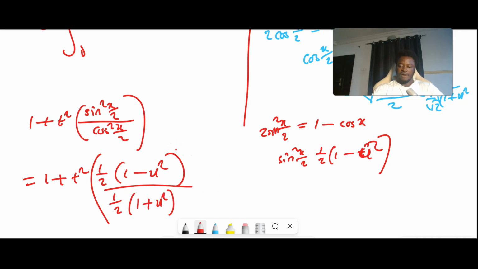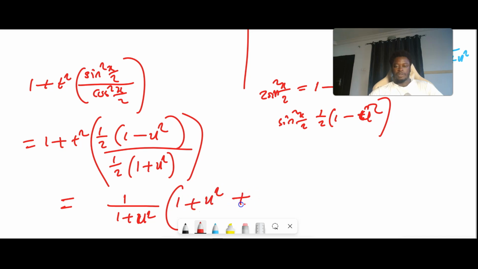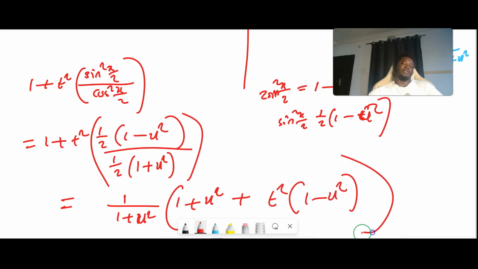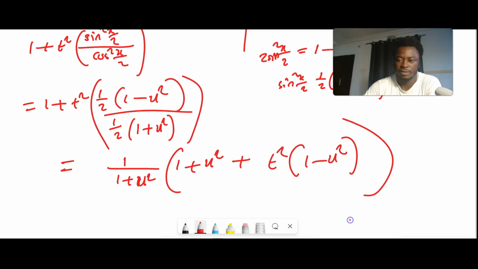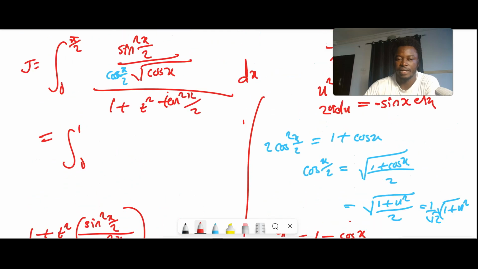So the halves cancel out, and you would have 1 over 1 plus u squared times 1 plus u squared plus t squared 1 minus u squared. Yeah, so this is what the bottom simplifies to. Now what about dx? Okay, we have already done dx, so now we can plug everything back here.